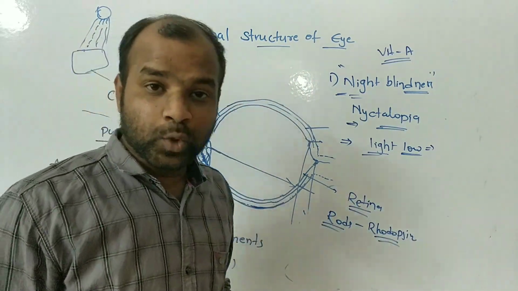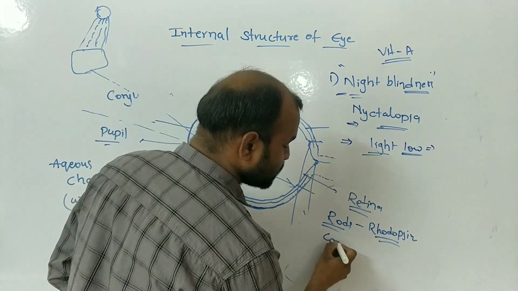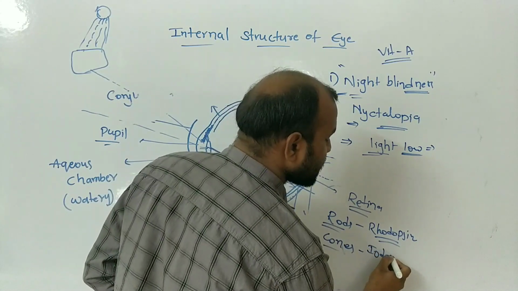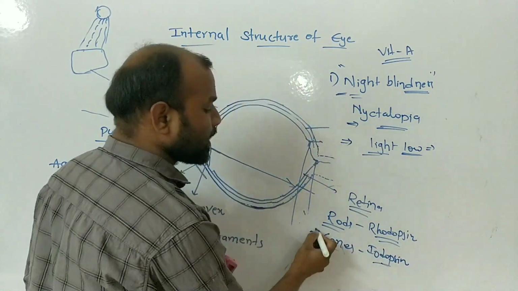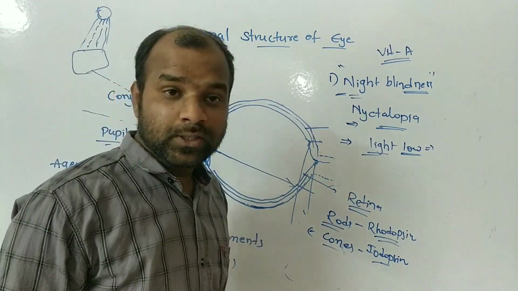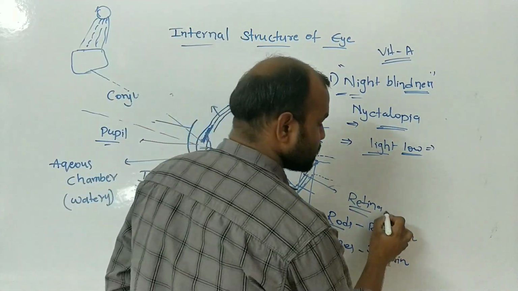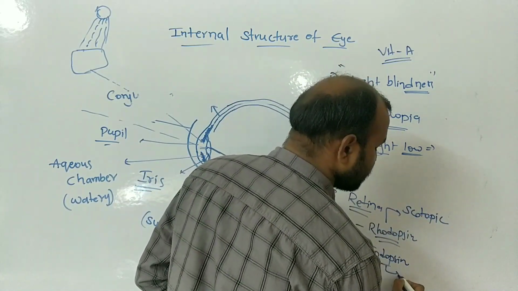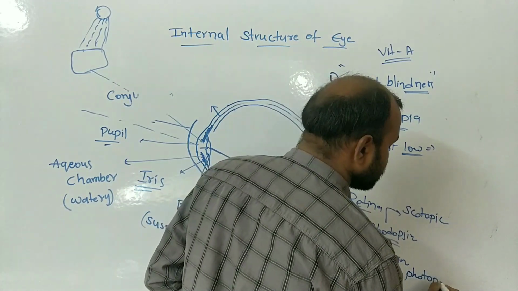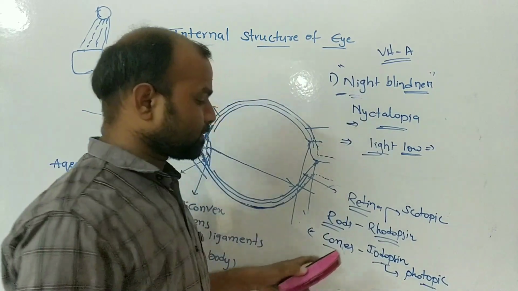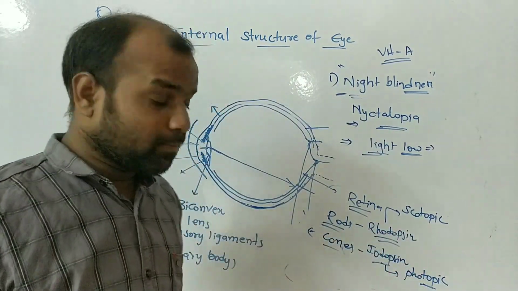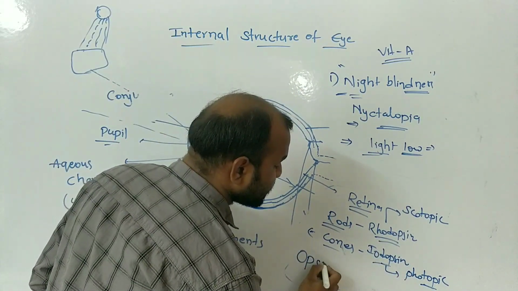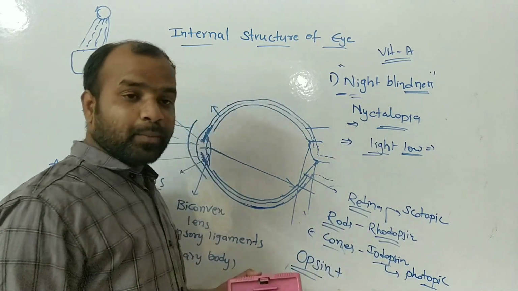Rhodopsin is helpful in scotopic vision, whereas the cones contain a pigment called iodopsin. The cones are helpful in photopic vision. The rods are helpful in scotopic vision, and the cones in photopic vision. These pigments, rhodopsin and iodopsin, consist of a protein called opsin. Opsin is a protein.